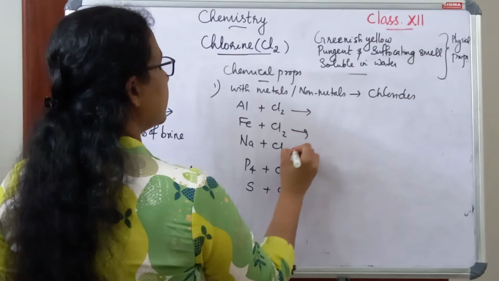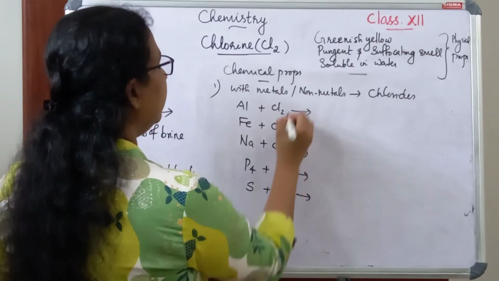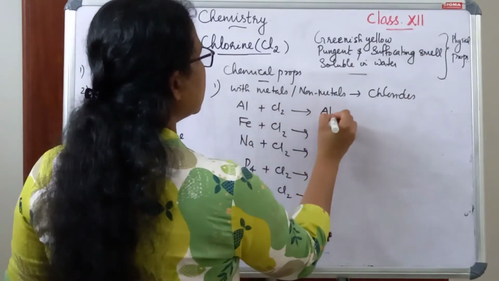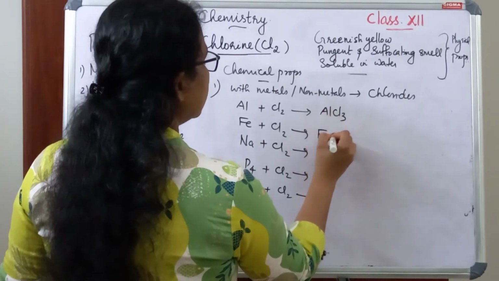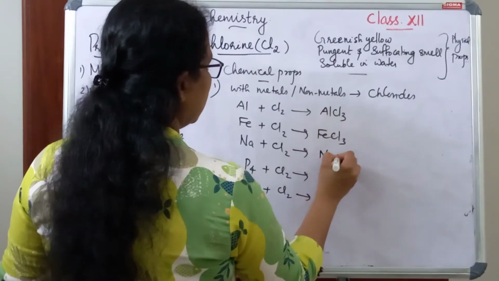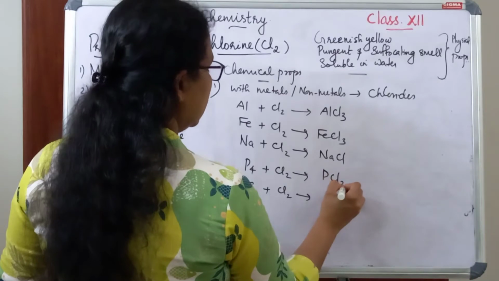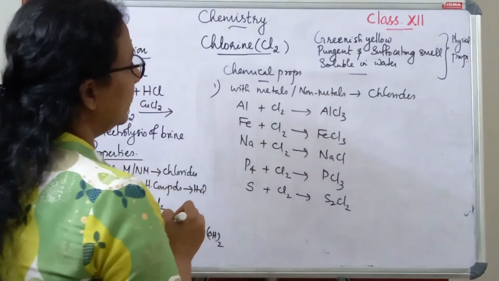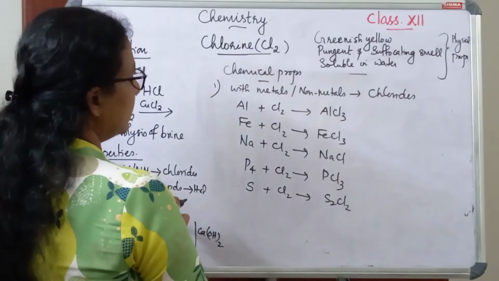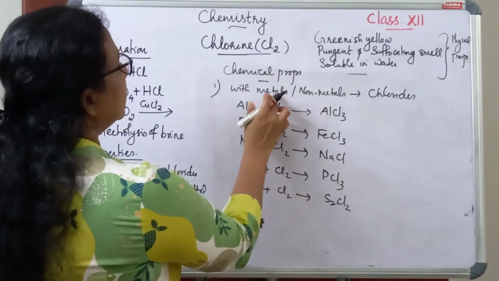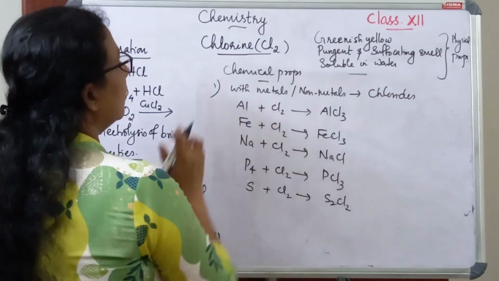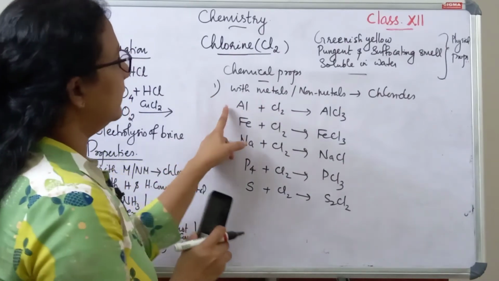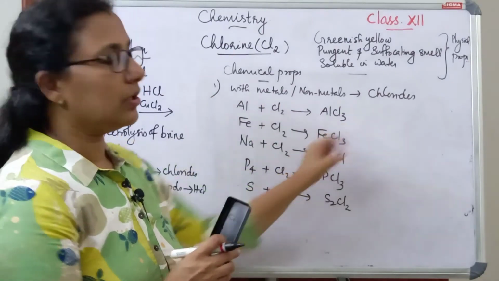In all these cases, the corresponding chloride will be formed. So these are simple reactions: AlCl3, then FeCl3, NaCl (sodium chloride), PCl3, S2Cl2. These are the chlorides formed in this case. You need to balance all these equations. So this is about reactions with metals or non-metals. Chlorine reacts with metals or non-metals to produce the corresponding chlorides.